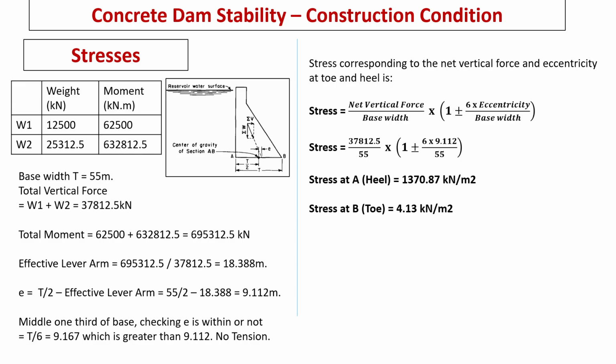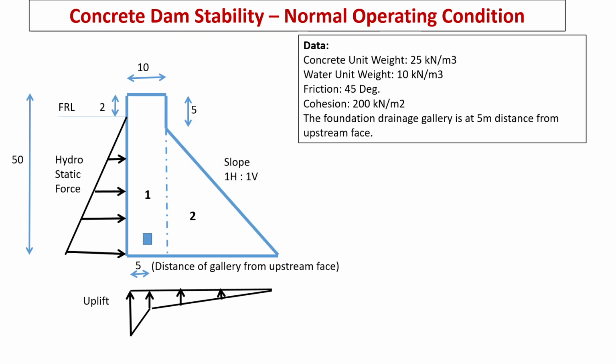These values shall be checked with corresponding concrete strength as well as rock strength to compare. That is, if rock or concrete allowable strength is less than these stresses, then there will be problems to come, and accordingly we have to change the dimensions of dam section or propose suitable measures. We have seen construction condition.